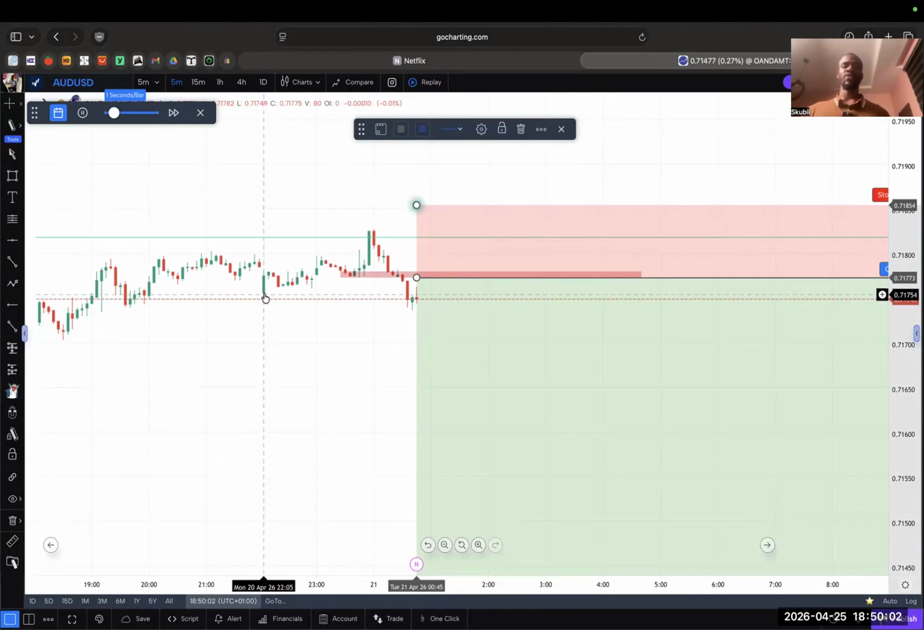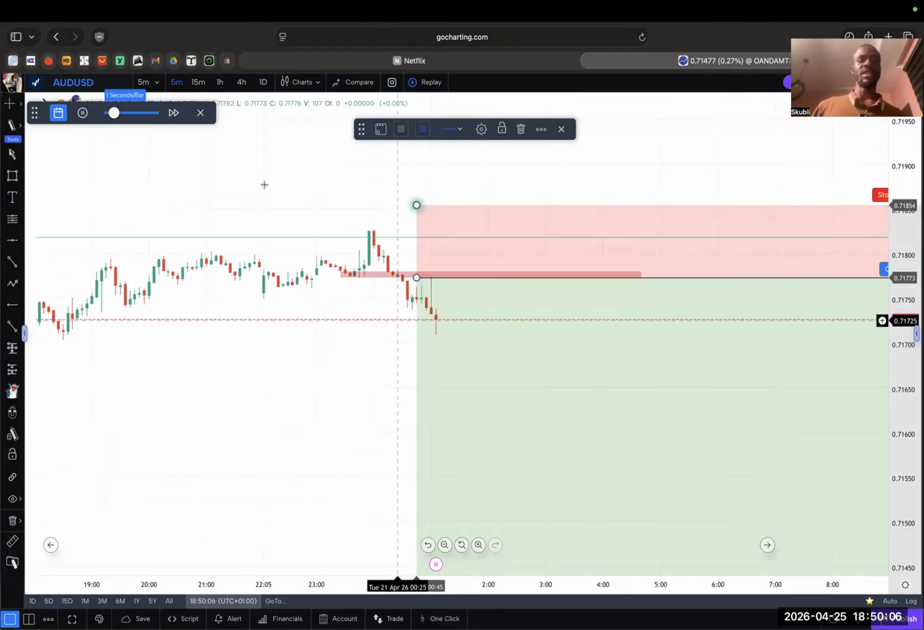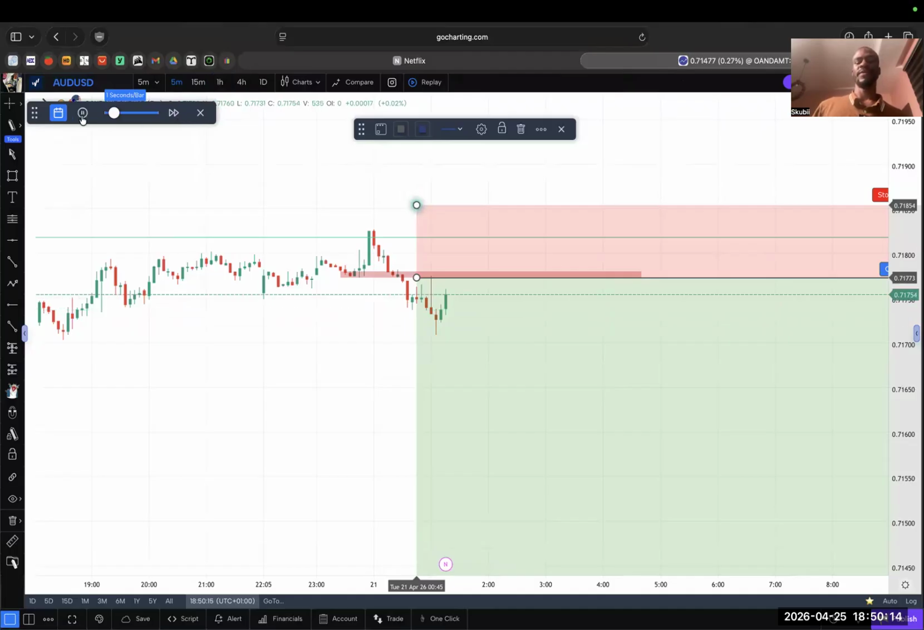So at this point, I was basically waiting for price to come back, tap this level, and then react. Now, you see this candlestick basically tapped it. And I think that was what kicked us in. So at this point, the trade was active. So it was basically to watch and then see how it played out. Basically something like this.